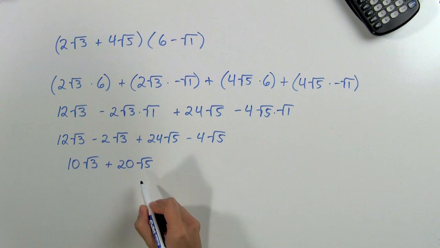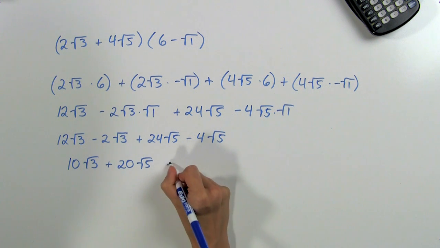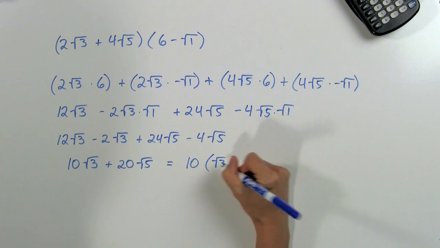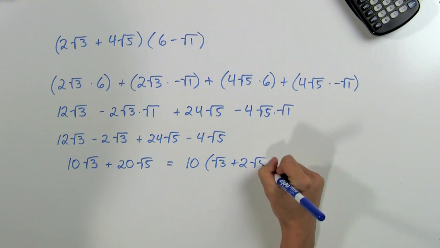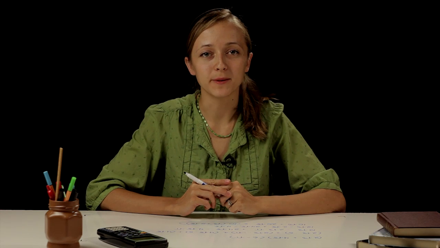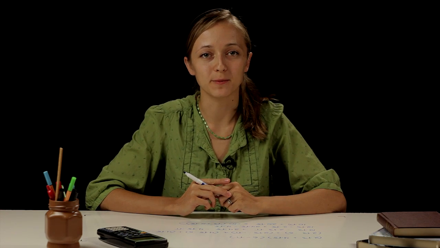We can write our answer like this, or we can go ahead and factor out the 10 and get 10 times square root 3 plus 2 square root 5. And either one works as the answer. And that's how we multiply square roots when we have multiple steps in our problem.